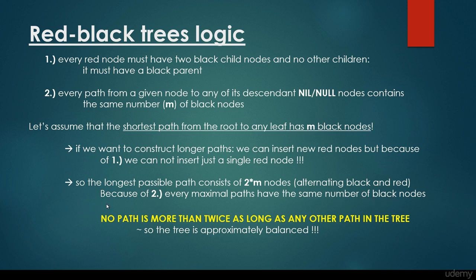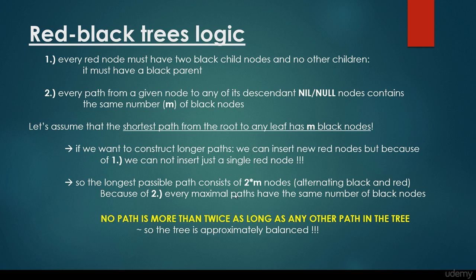So we can come to the conclusion that no path is more than twice as long as any other path in the tree. So the tree is approximately balanced. It is not as rigidly balanced as an AVL tree. We are not going to make as many rotations as we have seen for AVL trees, because as you can see, the longest path contains 2 times M and the shortest path contains M nodes.